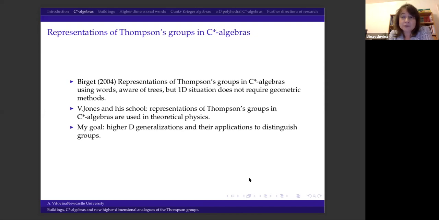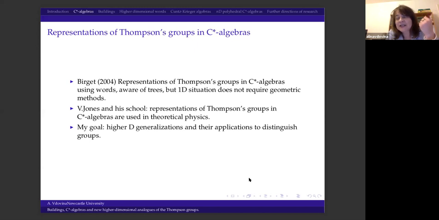Of course, we all know that Thompson groups can also be defined in terms of trees. And if we talk about prefix codes, what are their geometric realizations? We can think about them as finite trees of a certain shape. But if you work in one-dimensional Thompson-like groups, you don't really need trees. You can really get away with words.